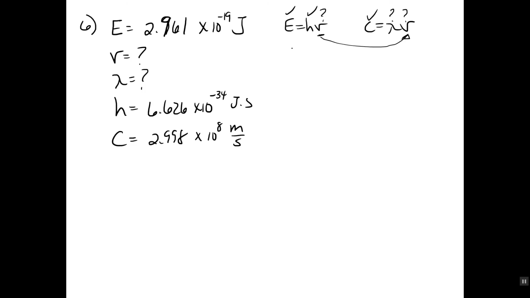So to rework this formula here, you're going to have E is equal to H times frequency. So we want frequency by itself. So I'm going to divide both sides by H. Okay, so we have H nu. Oops, nope, I didn't do that right. Let me back up here.